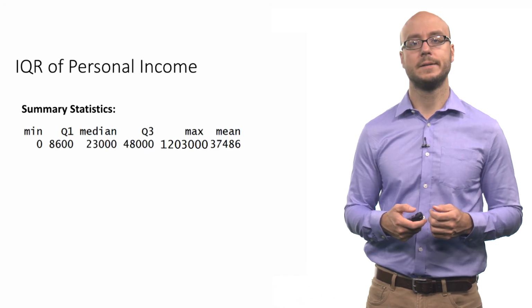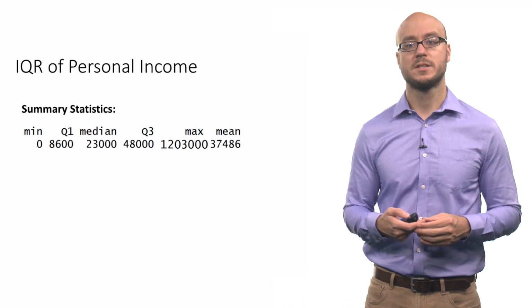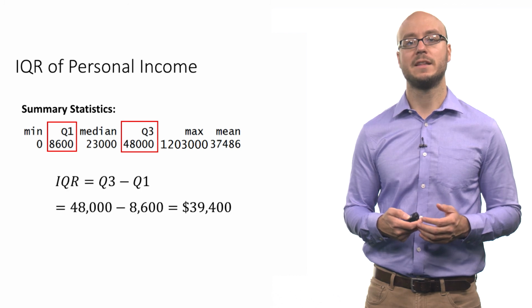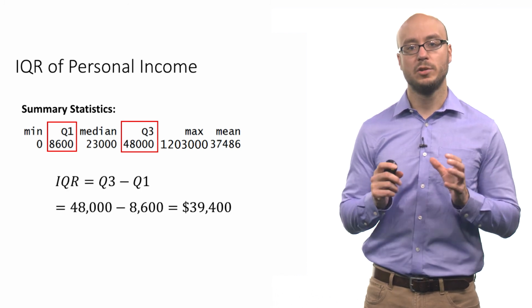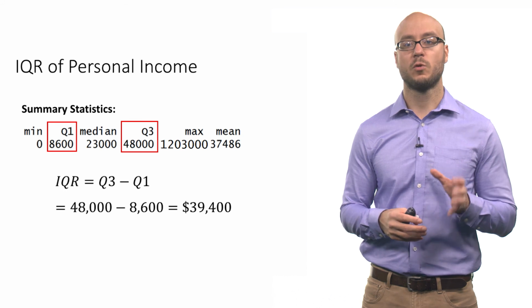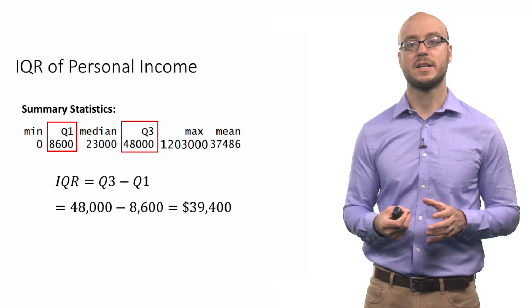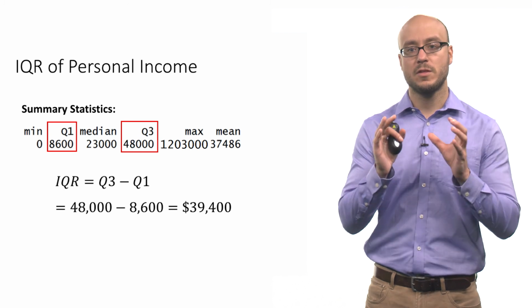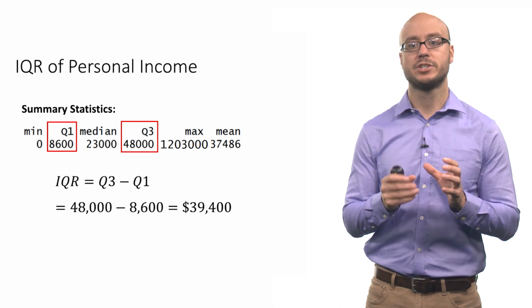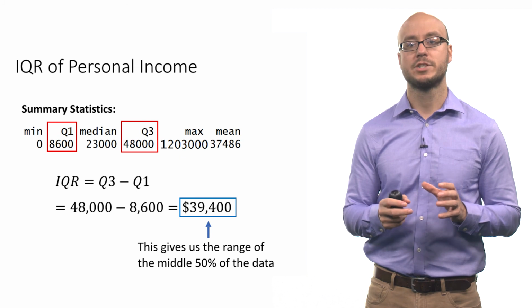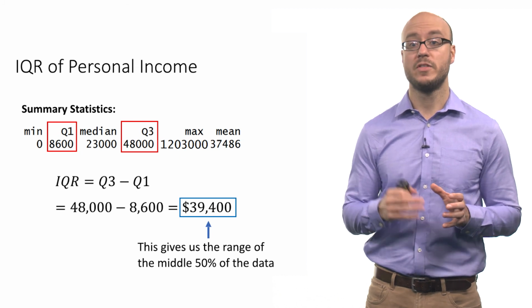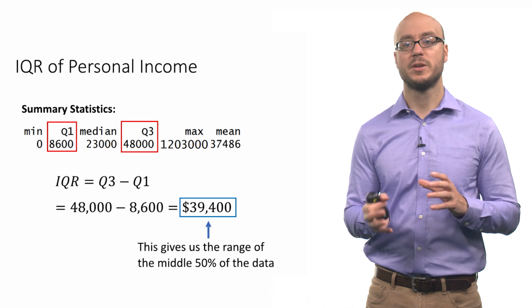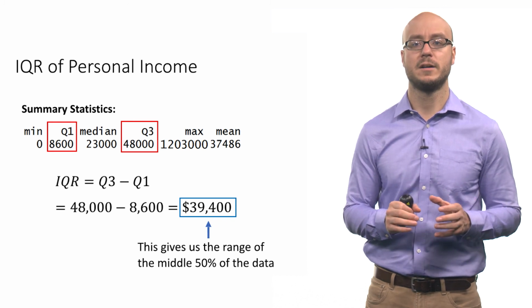Let's look at an example in terms of personal income. If we look at our summary statistics, the third quartile is about $48,000 and the first quartile is $8,600. The interquartile range is $48,000 minus $8,600, which gives us a value of $39,400. So you can see that as a measure of variation, the interquartile range is much smaller than the range. The range was over $1 million. The interquartile range is about $39,000.